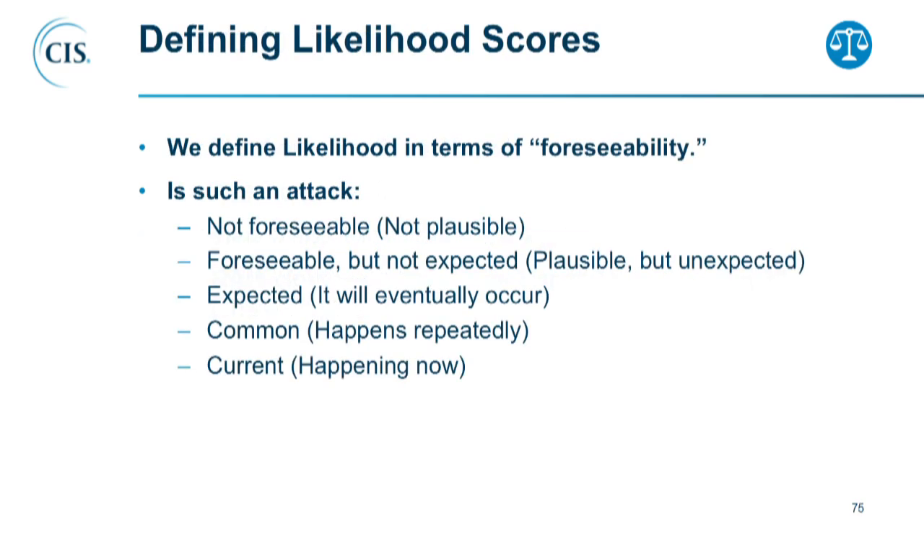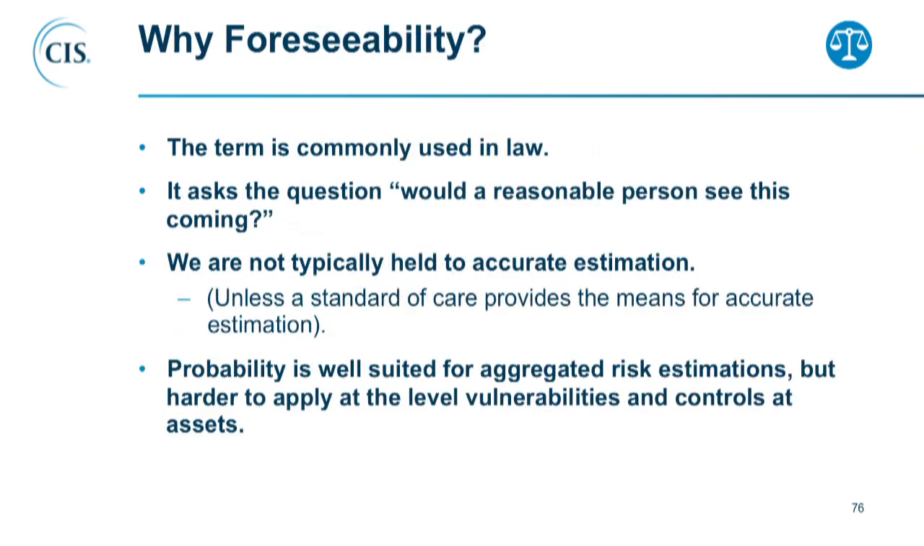We're defining likelihood scores. Again, you'll remember not foreseeable, foreseeable, expected, common, and current. And people say, well, that's a little general. People are going to have different interpretations of what those mean. So we try to give some kind of clarification about what those mean and hope that we're talking to experienced enough people that they could tell the difference between something that's plausible but not expected or that they believe it'll eventually occur. But let's move ahead, just as a quick refresher.